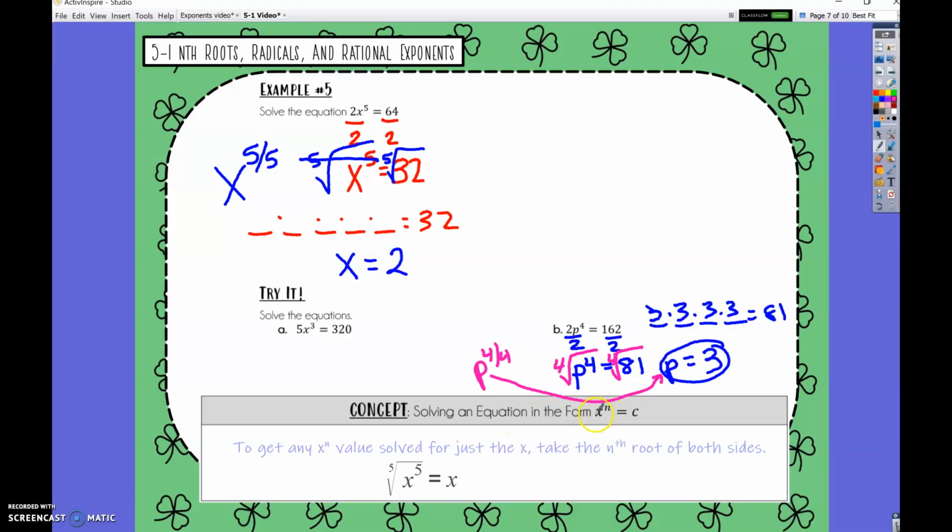For solving an equation, to get an x value alone, if it's x to the n, you always want to take the nth root of both sides.